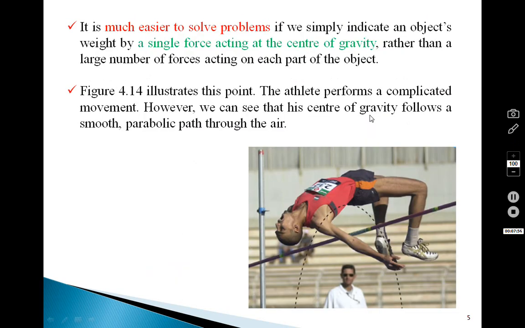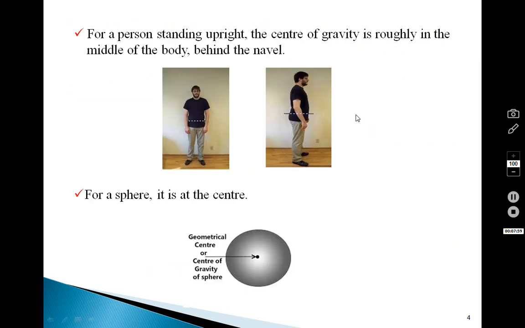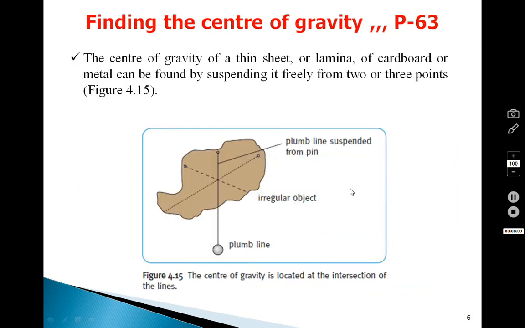So this is the center of gravity of some standard shapes, circle, and other shapes. If we go through some random shapes, we need to find the center of gravity. So the next topic, on page 63, is how we could find the center of gravity of random shapes or objects, any object.